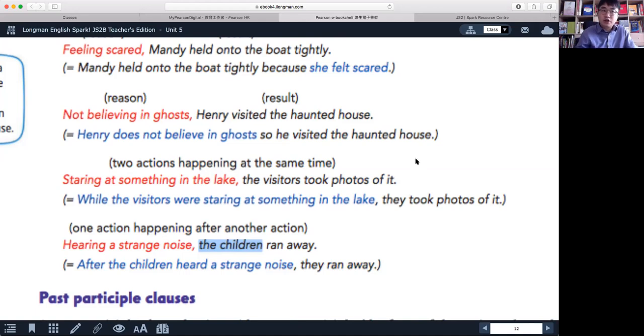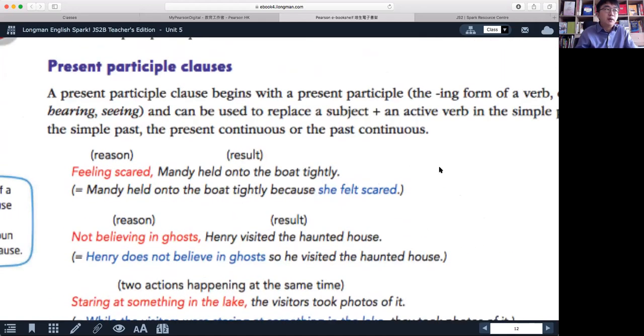So I finished talking about present participle clauses. We will have some practice later, not now. At this moment, if you still do not understand what present participle clauses are, please watch it again from the very beginning. If you do, okay, Mr. Guan, I understand. So what's next?